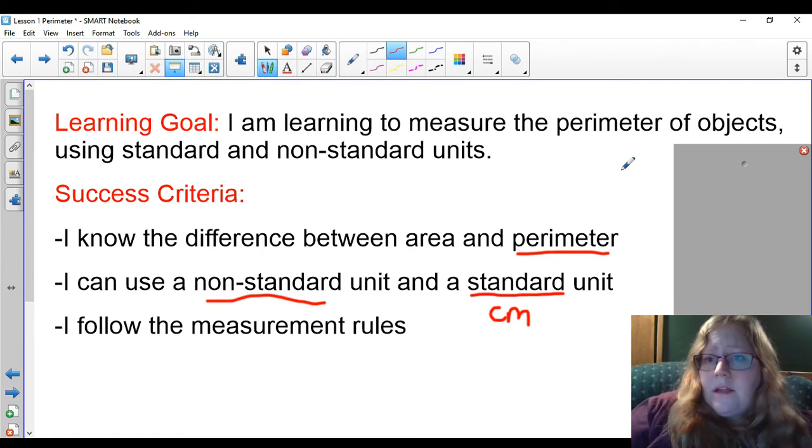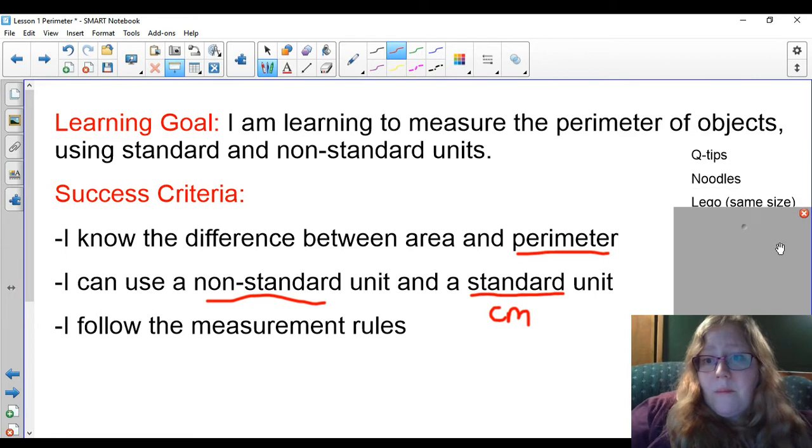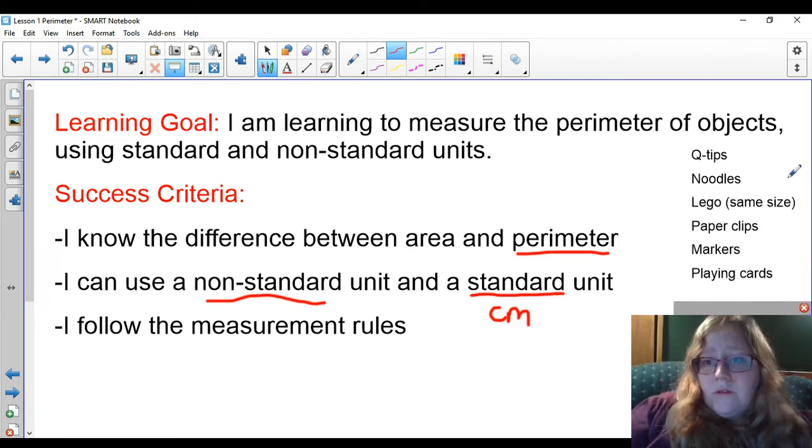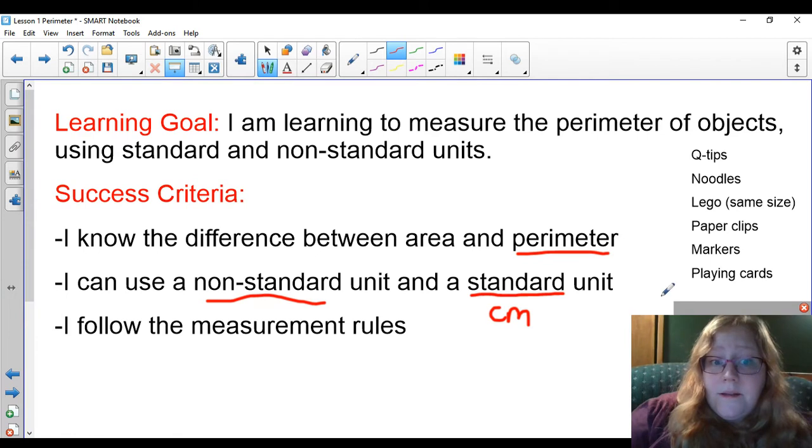You can pick any object as long as it's the same size. So some examples I came up with, you could use Q-tips, you could use noodles, you could use Lego as long as you're using the same size of pieces. You could use paper clips, markers, or playing cards. You can really come up with anything you want as long as you have a decent amount of it and it's the same size. Okay?